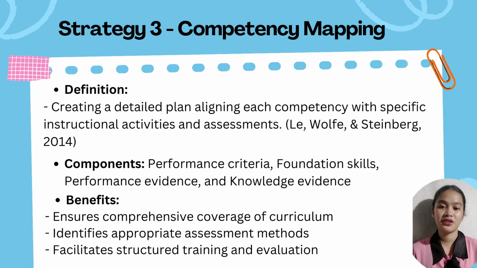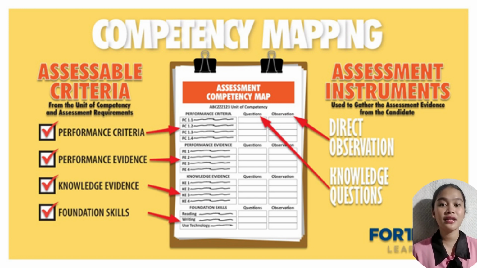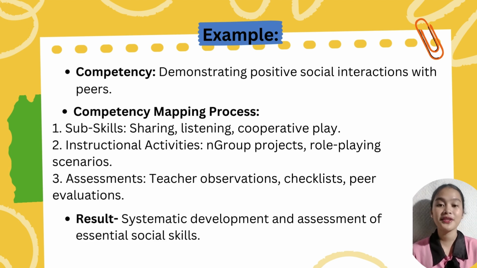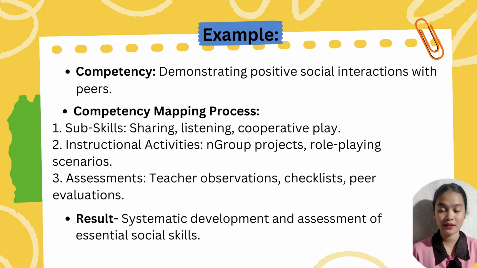A third strategy is competency mapping. This involves creating a detailed plan that aligns each competency with specific activities and assessments, ensuring that students are consistently working toward mastery. For example, in a first grade class focusing on social skills, a competency like demonstrating positive social interactions could be mapped out through classroom activities like group projects and role playing, along with assessments such as teacher observations and peer evaluations.